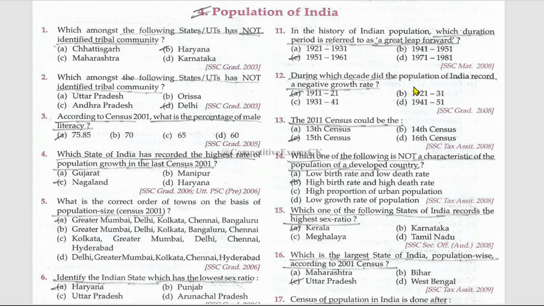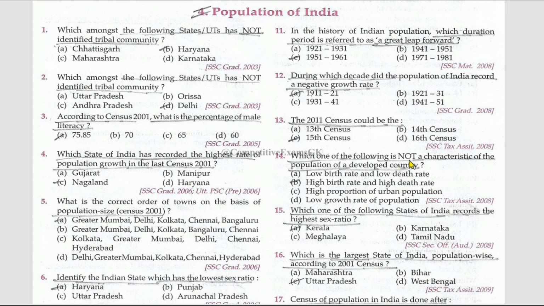During which decade did the population of India record a negative growth rate? 1911 to 21. The 2011 census was the 15th census, so our next census will be the 16th census.